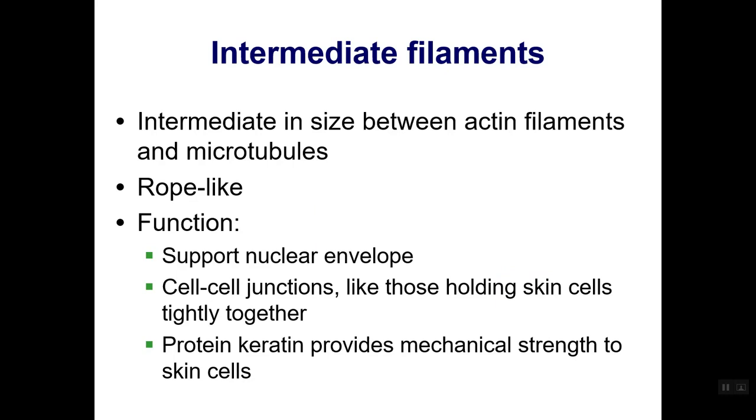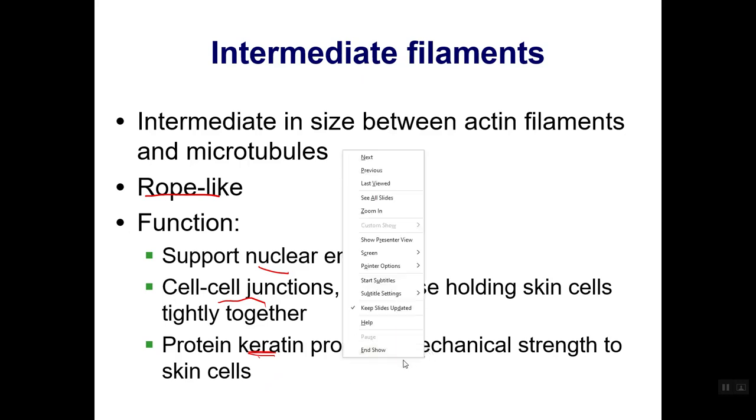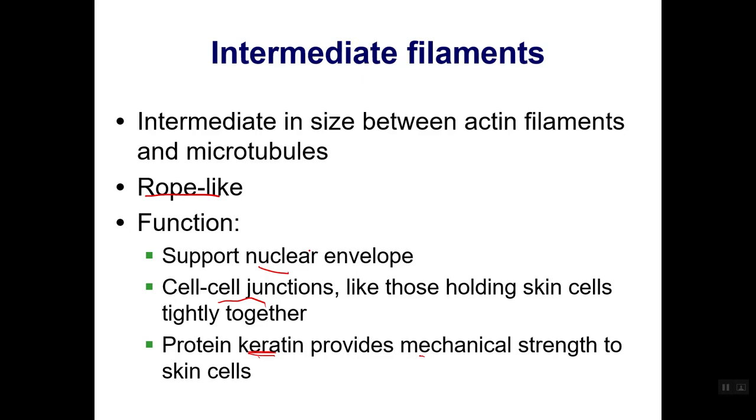Intermediate filaments. So these are in an intermediate size between actin filaments and microtubules, and they look rope-like. Their function is to support the nuclear envelope. They aid in cell-to-cell junctions, like holding skin cells together, keeping them watertight. And some other examples are the protein keratin. Keratin is a protein that helps give strength to skin cells. Your hair is made up of keratin as well. You might have heard of keratin shampoos help restore that very strong keratin protein. Your nails as well.